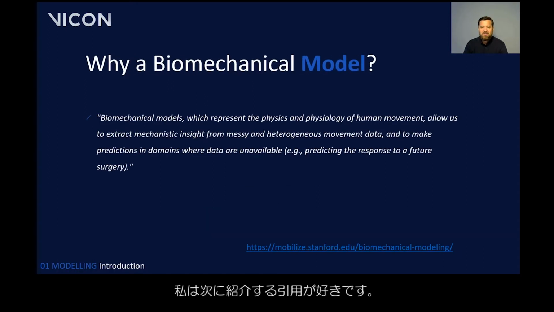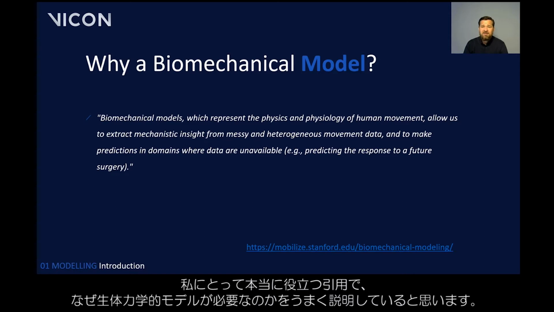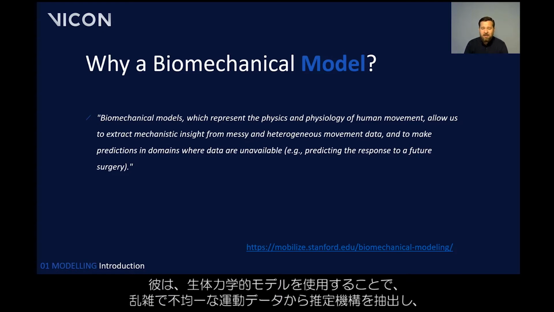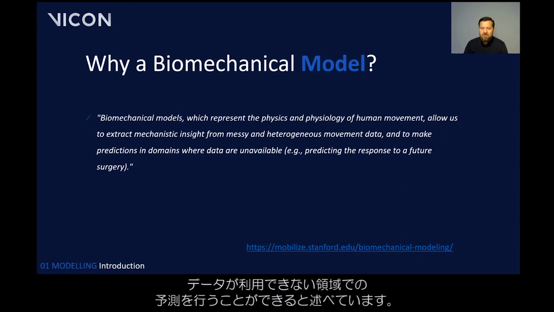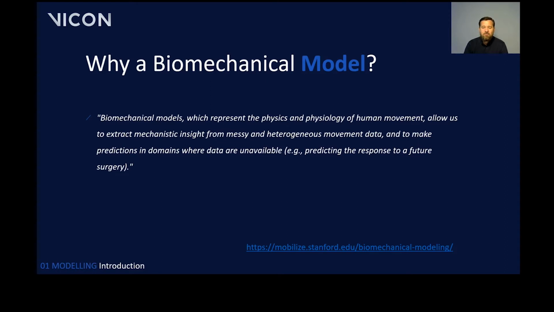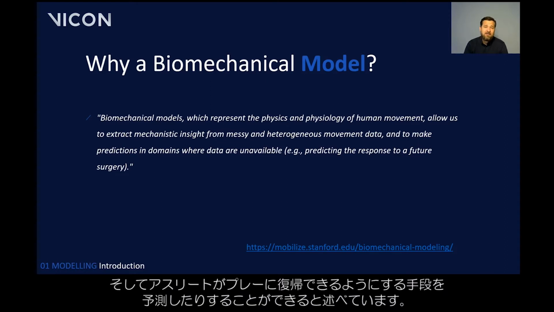So why do we need a biomechanical model? I love this quote. I think it's a really helpful quote in trying to understand why we need a biomechanical model. And it's from Dr. Scott Delph at Stanford University. He says that a biomechanical model allows us to extract mechanistic insights from messy and heterogeneous movement data and to make predictions in domains where data are unavailable. For example, predicting the response to a future surgery, or possibly even how we can improve athlete performance, prevent injury, and help an athlete return to play.